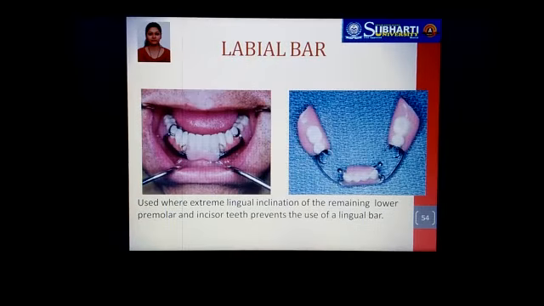Next is the labial bar. As the name suggests, it is going to be extended labially. See, in the diagram you can see the portion is extending labially. It is used where extreme lingual inclination of the remaining lower premolar and incisor teeth will prevent the use of a lingual bar. So in case of extreme lingual inclination, this kind of design can be given.